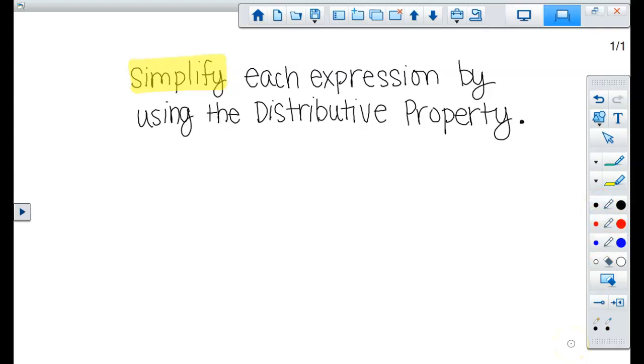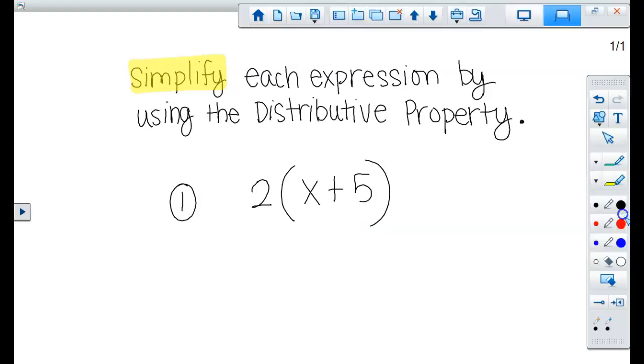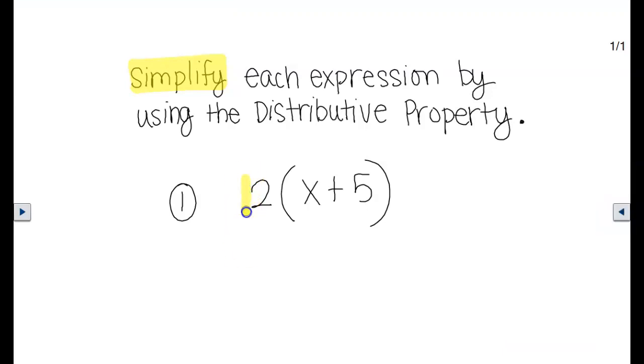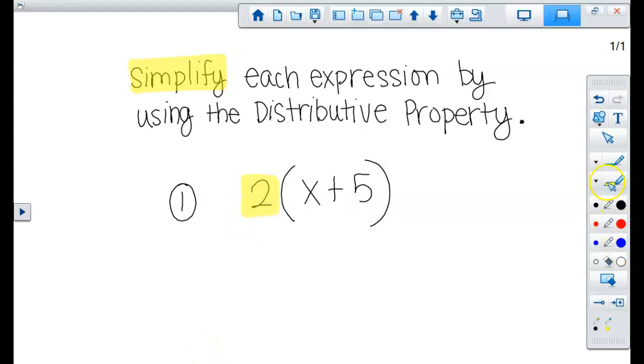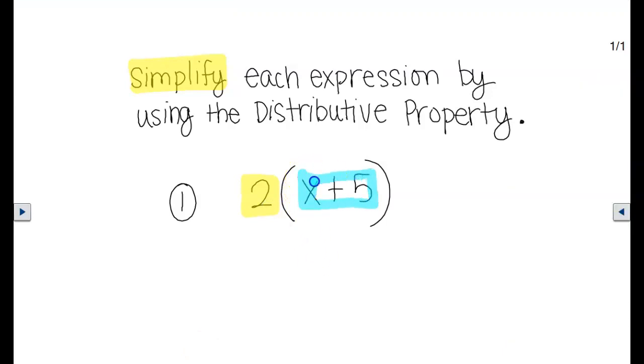So this is going to be a little bit different than anything that we've done so far. All right, so let me give you an example here. Here's the first problem that we'll do. We are going to do 2 times the group x plus 5. So I want you to notice that this problem looks like all of those numerical examples that we have just finished doing. We are being asked to take the number 2 and multiply that number by the entire group x plus 5.